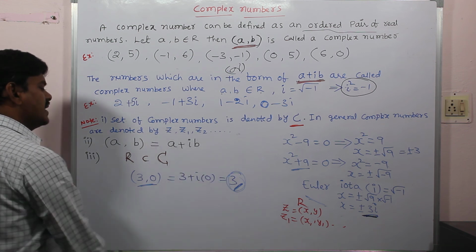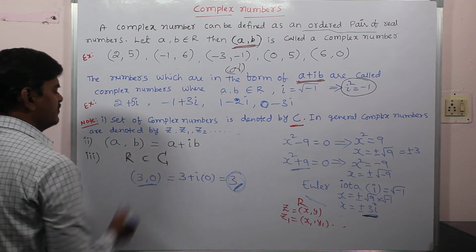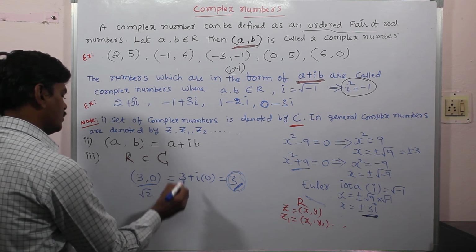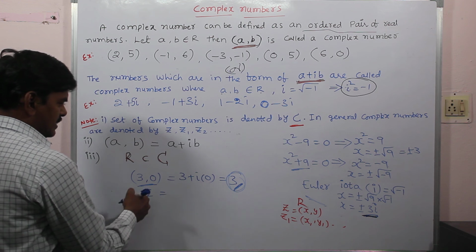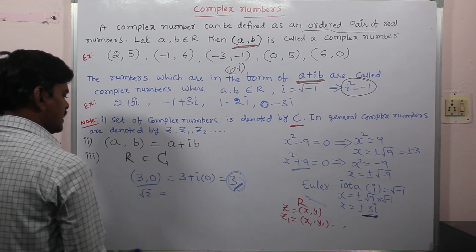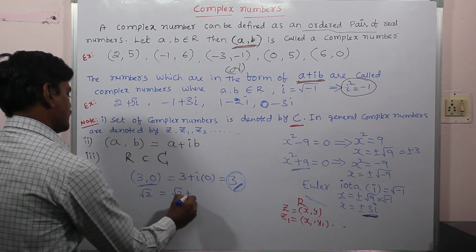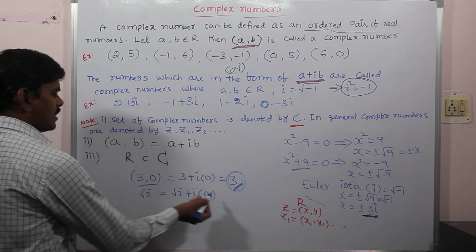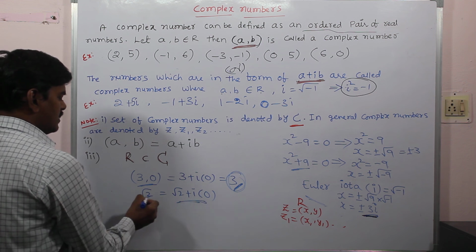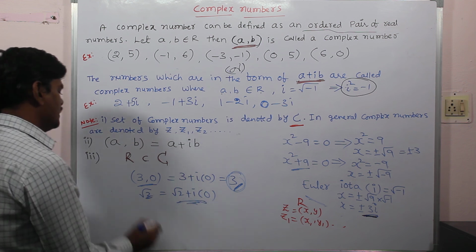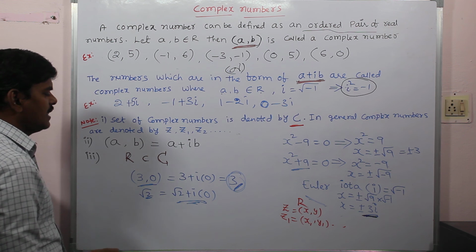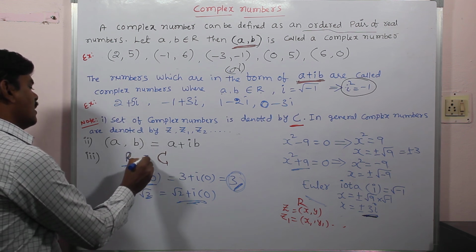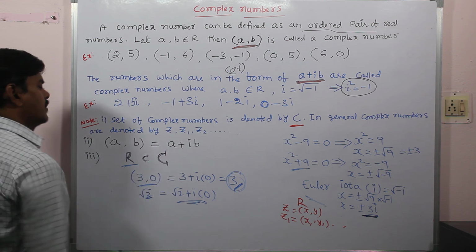Each and every real number can be expressed in the form of A plus iota B. For example, root 2 is a real number, an irrational number. Root 2 can also be expressed as root 2 plus iota into 0, in the form A plus iota B. So this is real as well as complex. So I can say that every real number is a complex number. That's why the set of real numbers is always a subset of complex numbers.